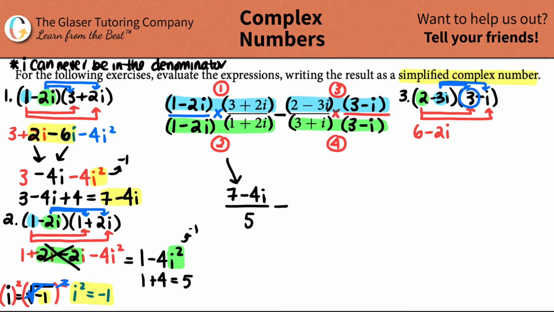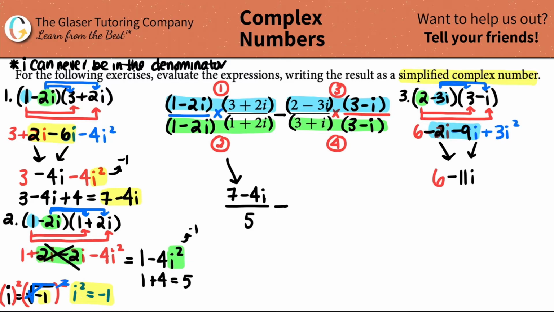Negative 3i times 3 is a negative 9i. Negative 3i times a negative i is a plus 3i squared. Clean up that second term right in the middle. So this would equal negative 2 minus 9. Negative 2 minus 9 is negative 11. So negative 11i. And then I just drag the rest down.